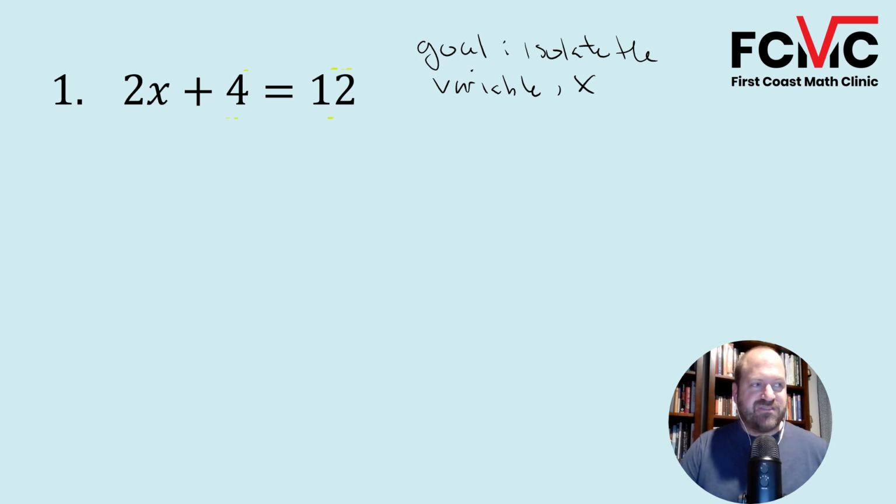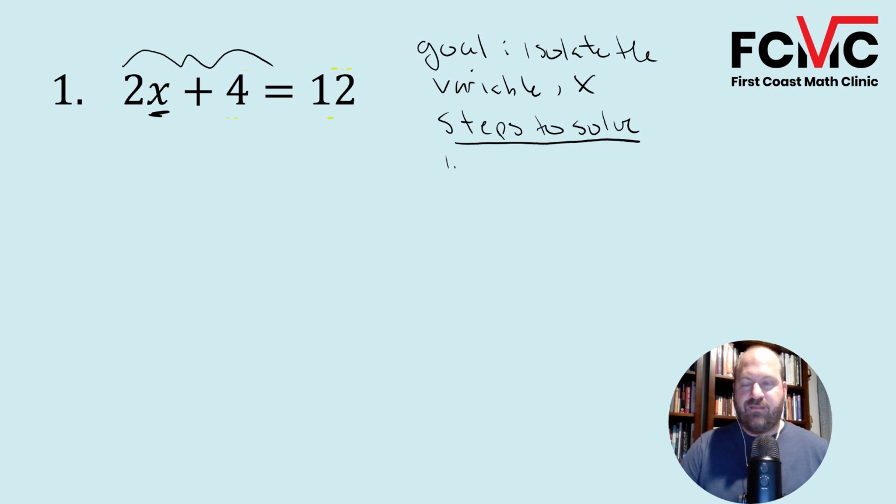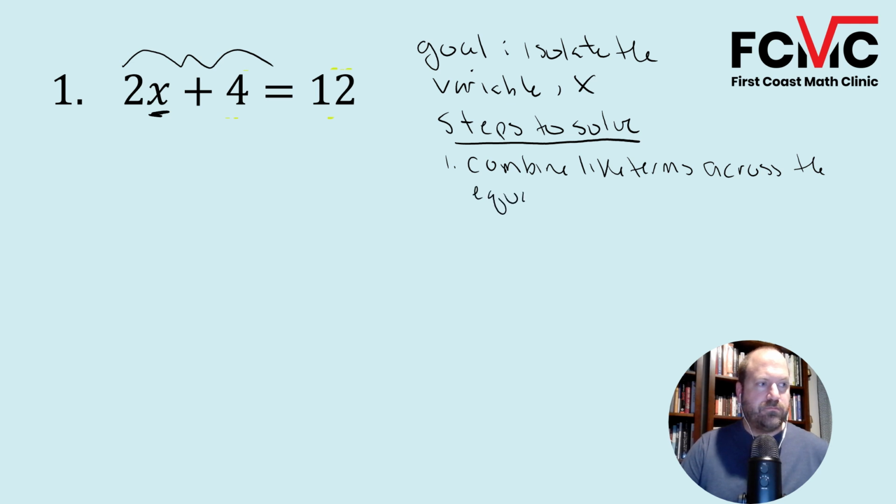And I'm going to write some notes and write the steps that we're going to use off to the side here. So our steps to solve. The first thing we're going to do is, well, we want to get this x by itself. So I want to get everything that's not x on that left side away from the x. So to do that, first thing I want to do is I want to combine my like terms across equal sign.